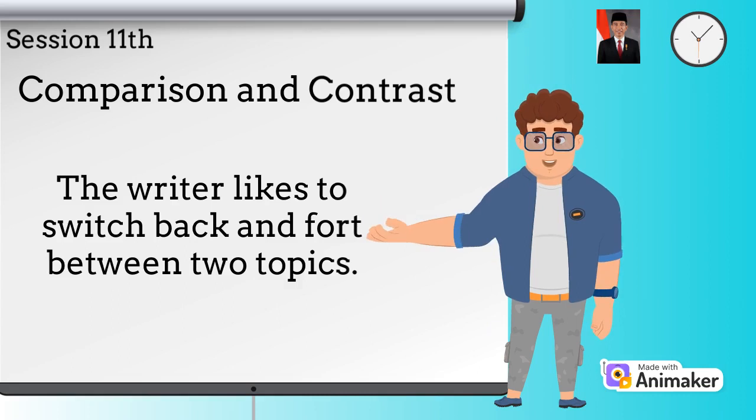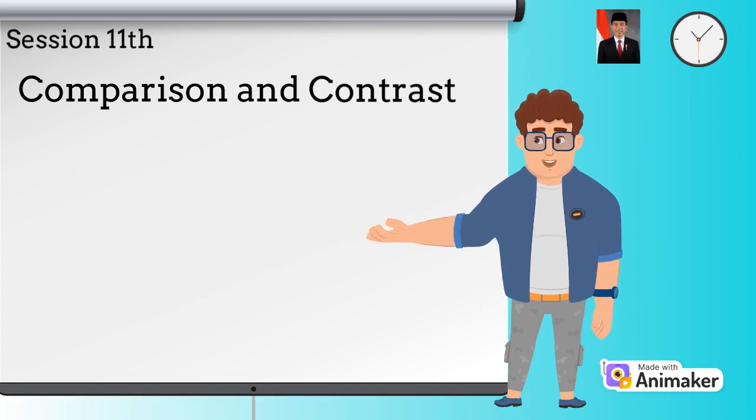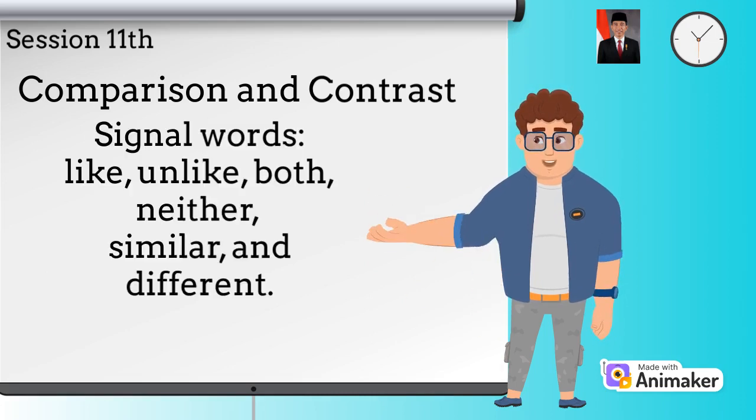Because the speaker will frequently switch back and forth between two topics, it is usually simple to spot when the writer is comparing and contrasting two ideas. However, the following terms may be used as indicators that the comparison and contrast organizational pattern was used when writing the text: like, dislike, both, neither, similar, and different.